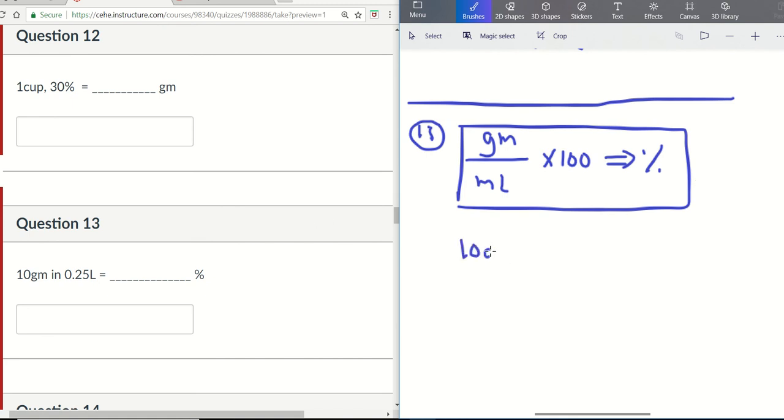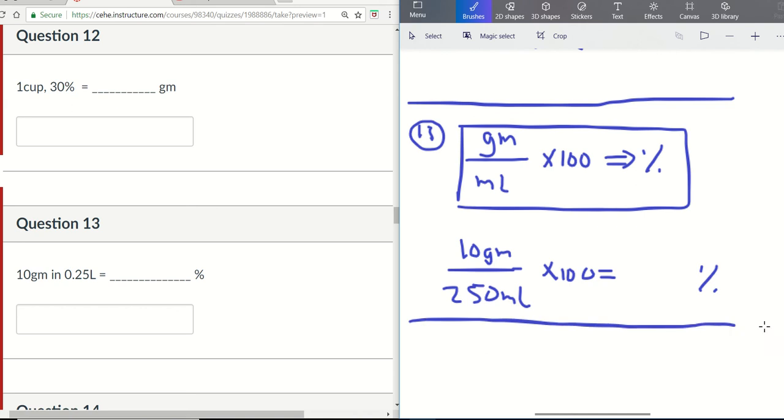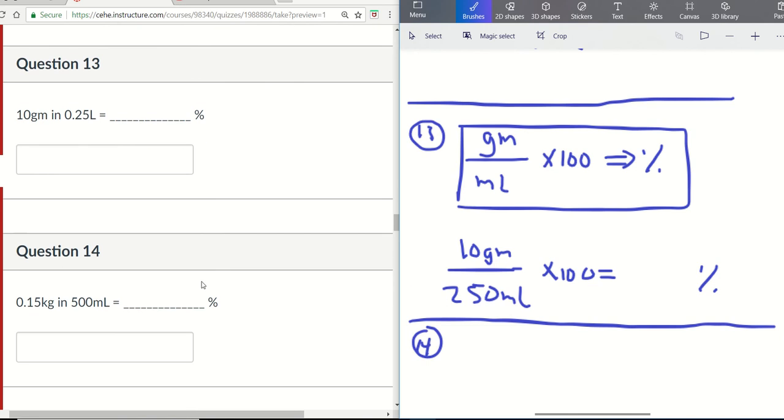So for 11, we got 10 grams. And the volume is 250 mLs. So that's your fraction, grams over mLs. Do not forget to multiply by 100 to get your percentage. So what percentage did you guys get? Okay, I'll go with that. So just enter the number. You don't need the percent symbol.